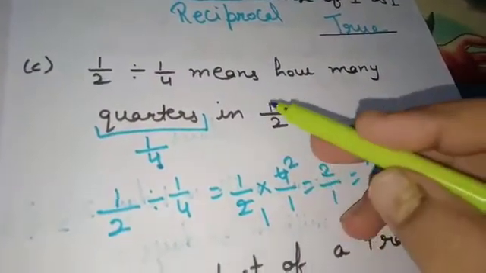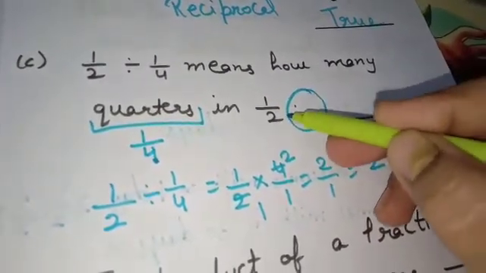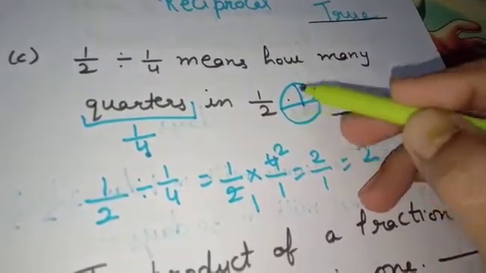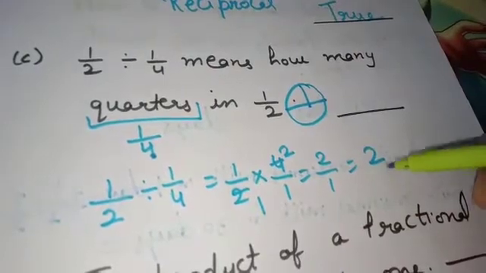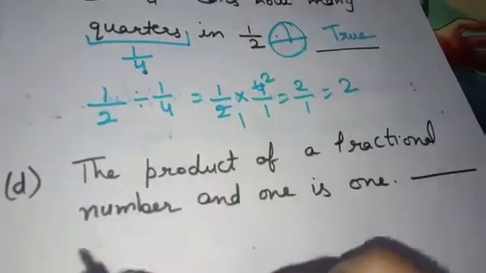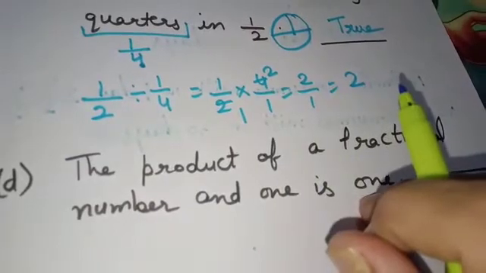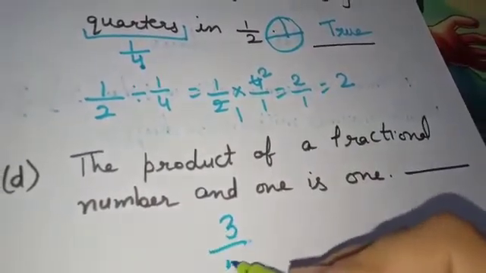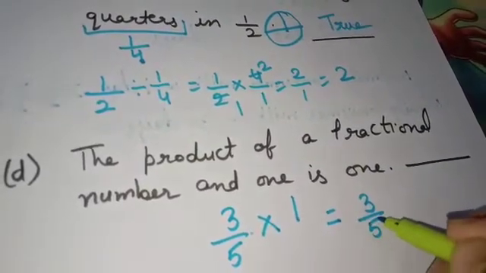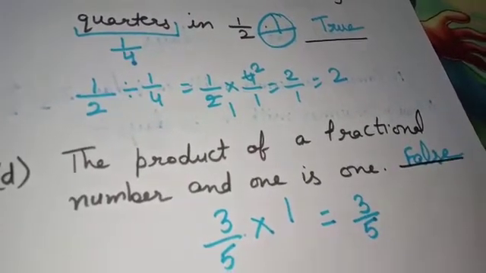And how many quarters are there in 1 by 2? If one pizza half is done, then how many quarters are there in 1 half? 2. Okay, so the statement is true. Move to the next. The product of a fractional number and 1 is 1. The product of any fractional number, for example 3 by 5 with 1, is the fraction itself. Okay, it is not 1, so the statement is false.